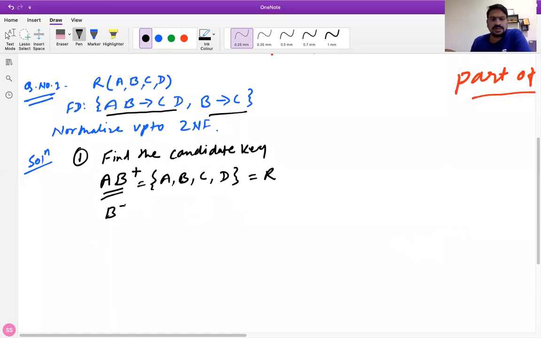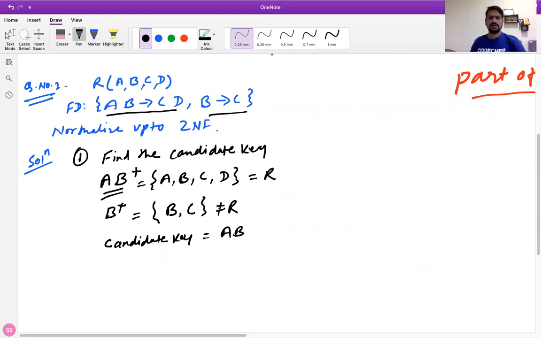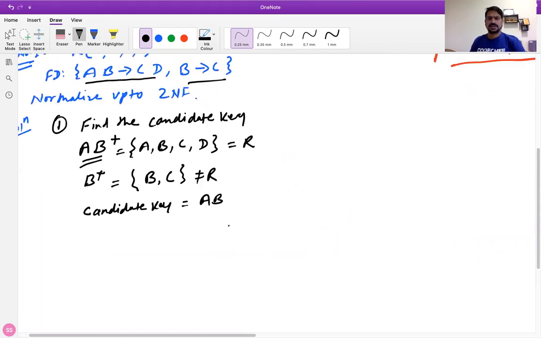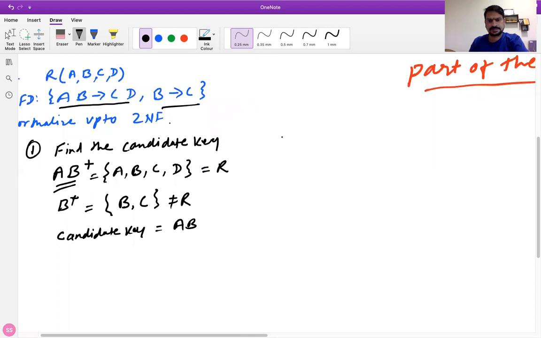Do we have B closure? B closure will be B and C. That's all. It is not equal to R. It means B is not the candidate key. So we got the candidate key. So the candidate key will be AB, right?